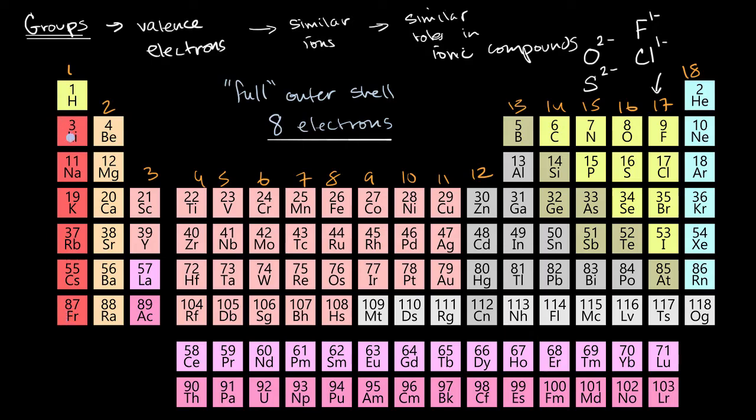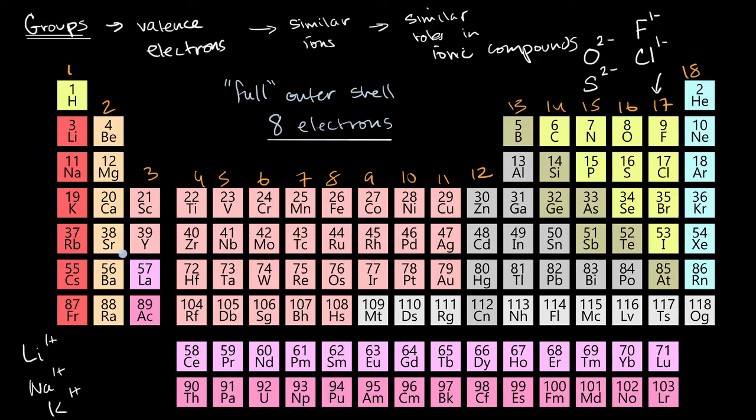Because, as you can imagine, for them to get stable, they want to give away an electron. So you're very likely to see them having given away an electron and having a +1 charge. So you'll oftentimes see a lithium ion with a +1 charge, a sodium ion with a +1 charge, a potassium ion with a +1 charge. And that's in general true of all of these group 1 elements.